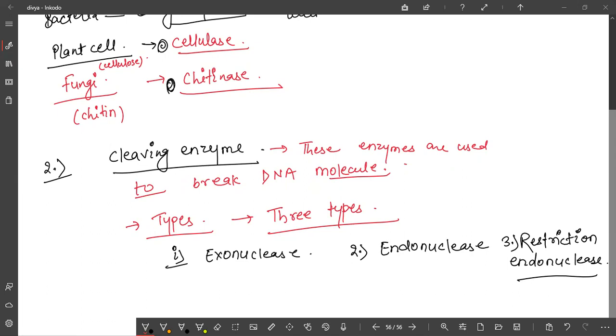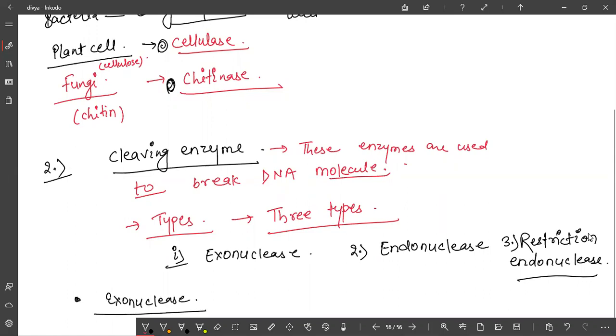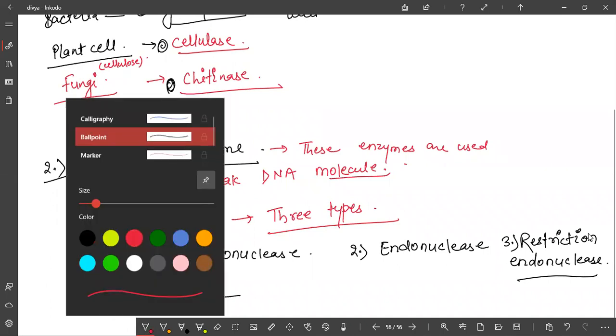So exonuclease simply cuts the DNA from the end. Endonuclease will cut from within the DNA, but in a single strand only. Both exonuclease and endonuclease cut in a single strand only. Only restriction endonuclease is the enzyme that will cut both the strands. So we don't use exonuclease. What exonuclease does, I'll write here.